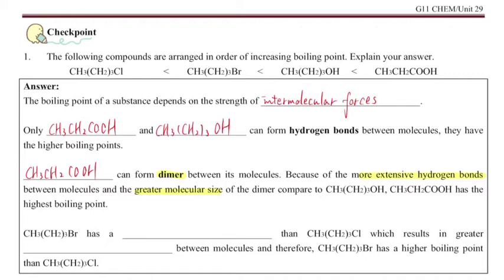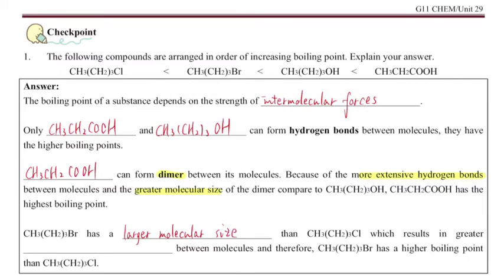And then for the last two, they are haloalkanes. So they are both polar molecules. So we need to move on to the last factor we need to consider, which is molecular size. And we know bromine is larger than chlorine. So this molecule with bromine in it has a larger molecular size than the one with chlorine.